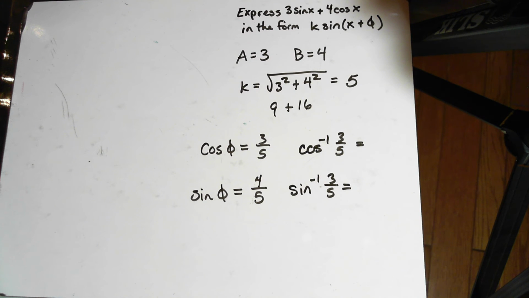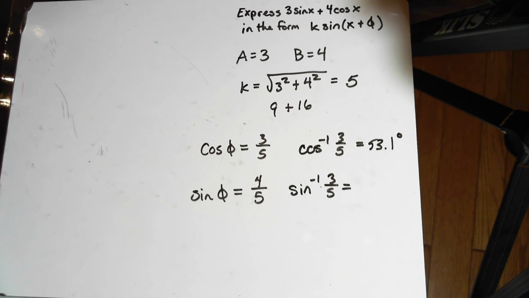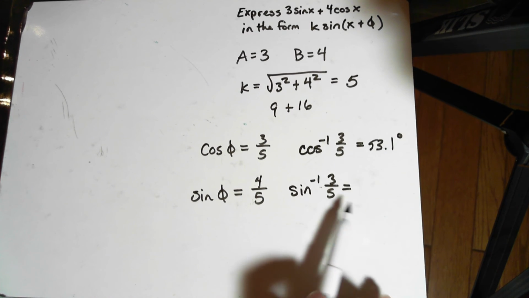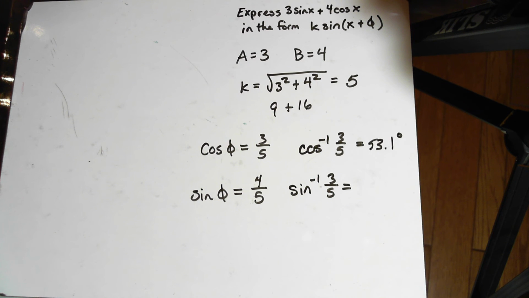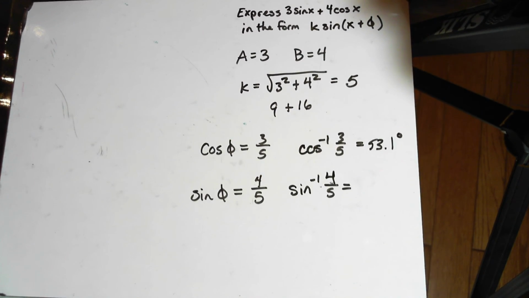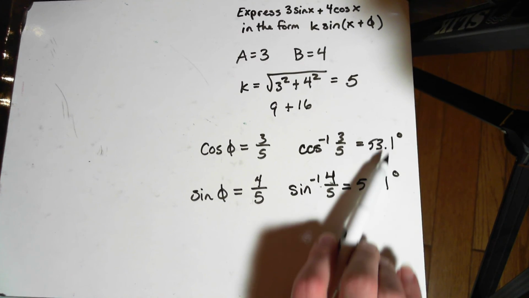So cosine inverse of 3/5 comes out to be, in degree mode, about 53.1 or so degrees. I like to use degrees for this because it'll come out to a nicer number, but you can use radians. If you got radians, it's 0.927 or so. Sine inverse of, oopsie, I copied it wrong. This was a 4. Sine inverse of 4/5 was 53.1. Okay, so phi is definitely 53.1.